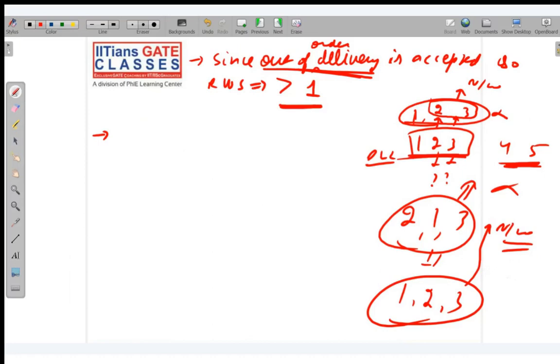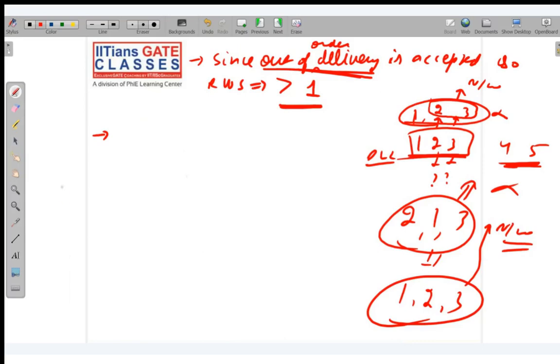So we have written: out of order delivery is accepted by receiver, but packets are delivered to upper layer in order. Hence sorting of packets is done at receiver side. Okay, next important point.